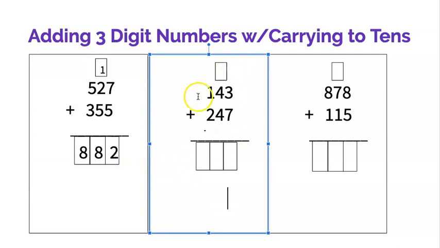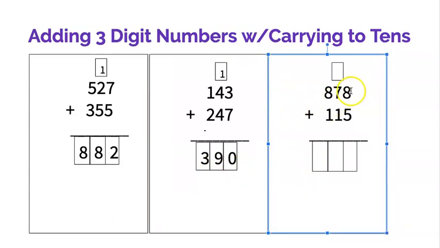All right, moving to the next one. Starting with the ones column, 3 plus 7 is 10. Put your 0 here, carry your 1. 4 plus 1 is 5, and then 5 plus 4 is 9. All right, and then you go to your hundreds. 1 plus 2 is 3. So your total answer would be 390.